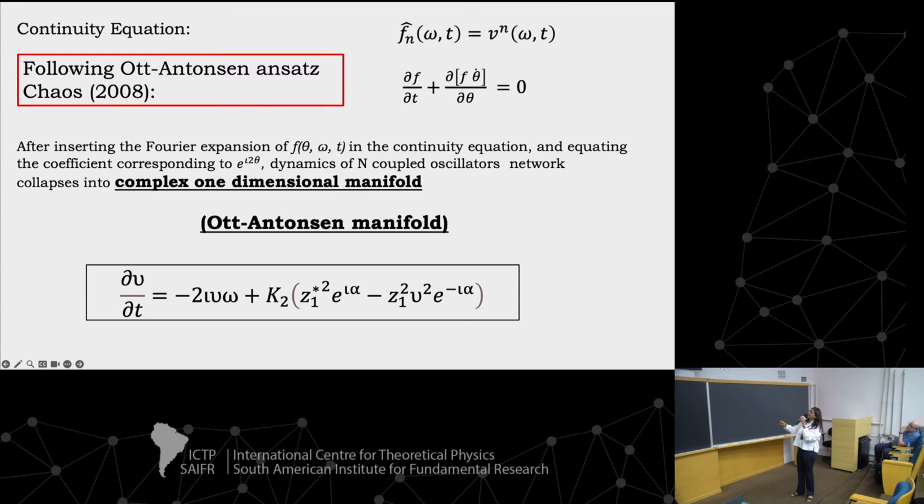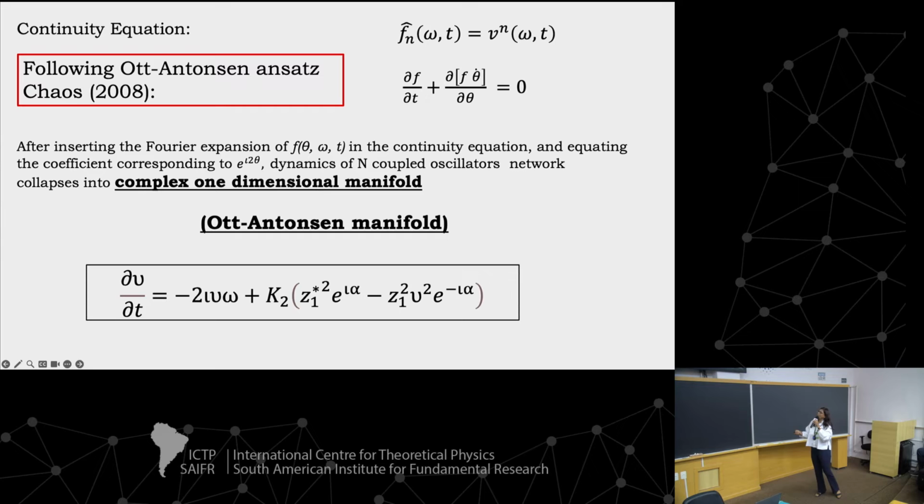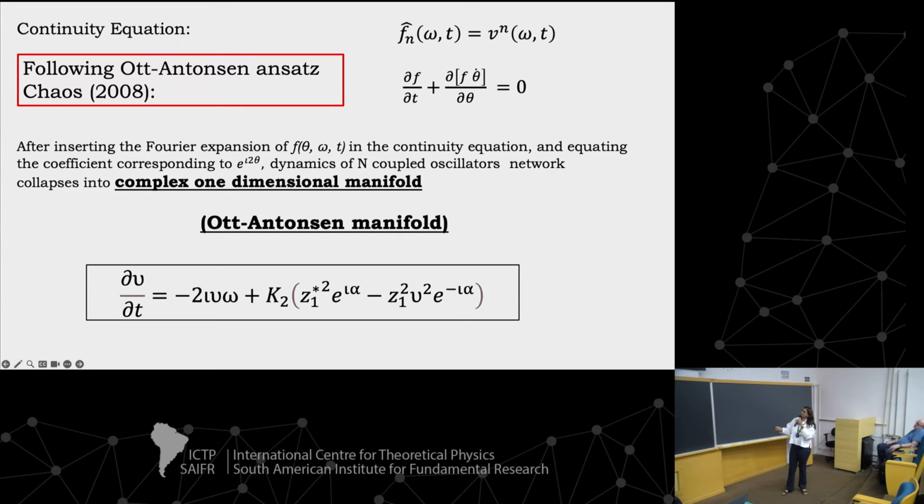So you put it here, and then you equate the coefficient corresponding to e to the power i n theta. It happens that the entire dynamics collapses to this Ott-Antonsen manifold. So you equate the coefficients corresponding to e^(i theta), e^(2i theta), e^(3i theta), and all these coefficients collapse to only one equation, which is known as the Ott-Antonsen manifold. Now here you can see this v, which was approximated in the previous slide. If you remember, Fn was equal to v to the power n. We got one equation for that.